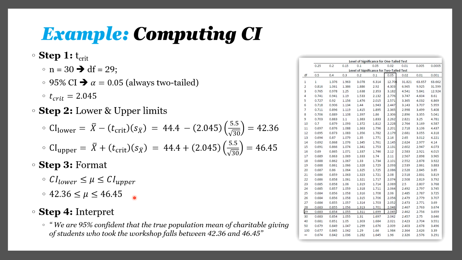Now we can format our answer in the following way. We can say mu is greater than or equal to 42.36, the lower limit, and less than or equal to 46.45, the upper limit. And finally, we can state our answer in words. We are 95% confident that the true population mean of charitable giving of students who took the workshop falls between 42.36 and 46.45.